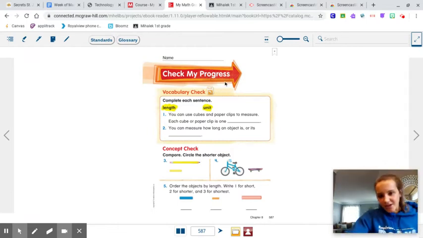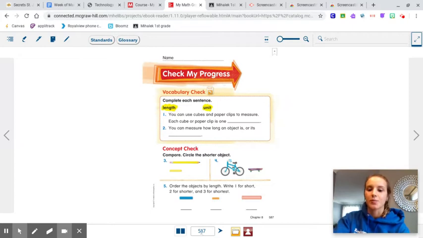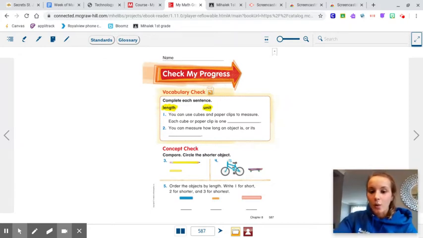Today I have our Check My Progress up here with us. So it's your choice. You can either open up to page 587 in your math books, or you can watch my video and then you can go ahead and do it yourself. So we're just going to review everything that we learned so far in this unit about length.